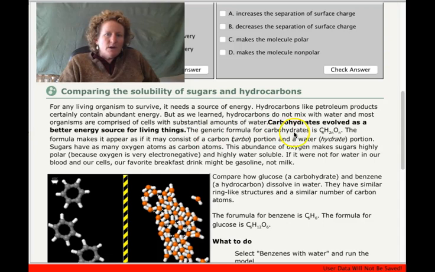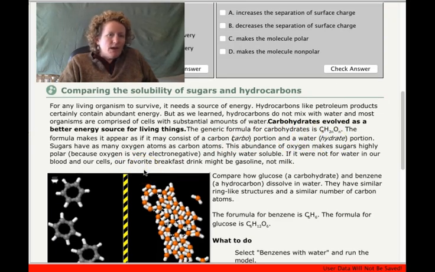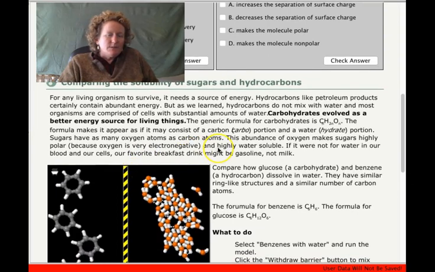The generic formula for carbohydrates is CnH2nOn, like C6H12O6. The formula makes it appear as if it may consist of a carbon portion and a water hydrate portion. Sugars have as many oxygen atoms as carbon atoms. We talked about this a few minutes ago. This abundance of oxygen makes sugars highly polar because oxygen is very electronegative, and highly water soluble. If it were not for water in our blood, our cells, our favorite breakfast drink might be gasoline, not milk. Gross.